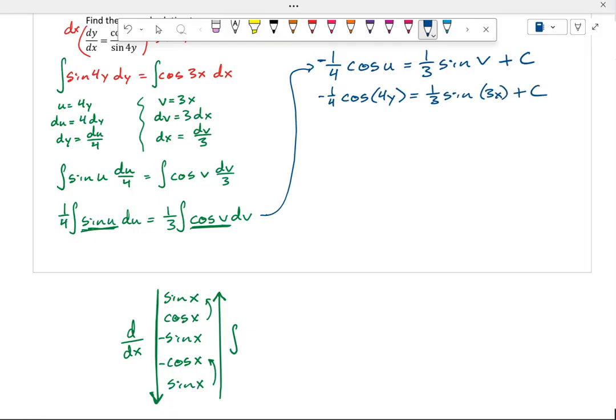All right, how do we go about solving? So we have cosine of 4y equals negative 4/3 sine of 3x plus c. What's next? How do we get rid of cosine? We talked about this yesterday.